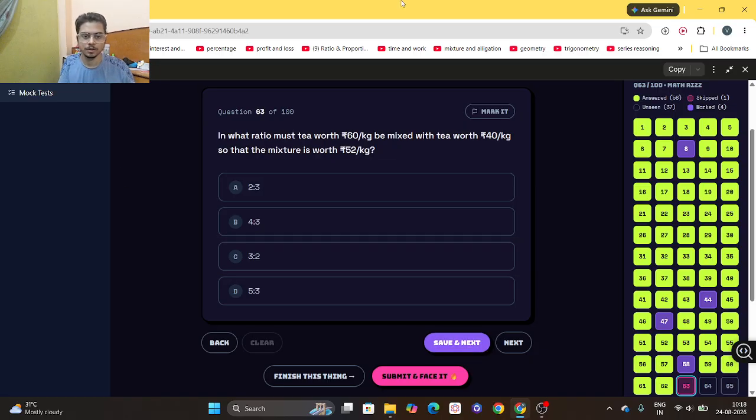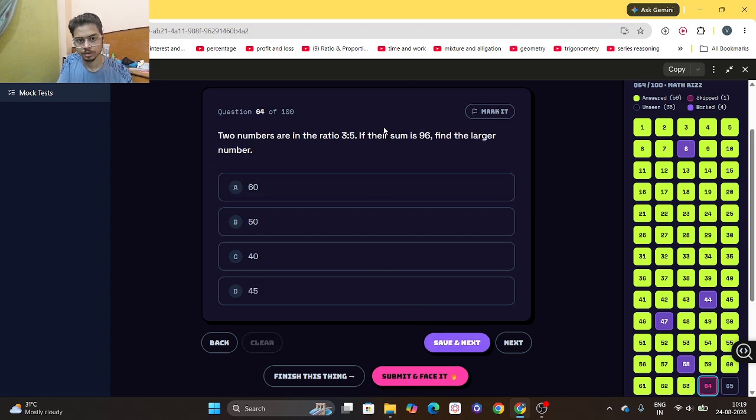Next. In what ratio must tea worth rupees 60 per kg be mixed with tea worth rupees 40 per kg to make a mixture worth 52? 60 into x plus 40 into y upon x plus y is equal to 52. 60x plus 40y is equal to 52x plus 52y. 8x is equal to 12y. x upon y is equal to 2 upon 3. 2 is to 3.